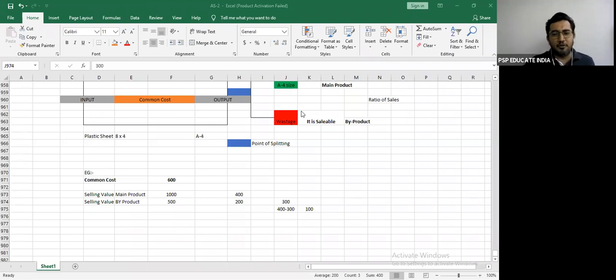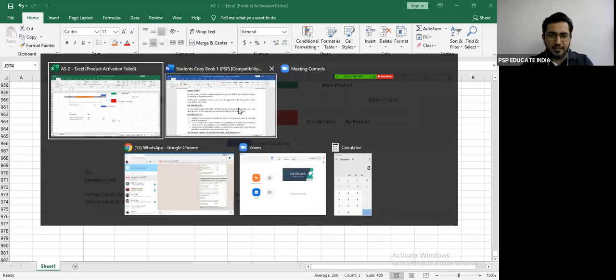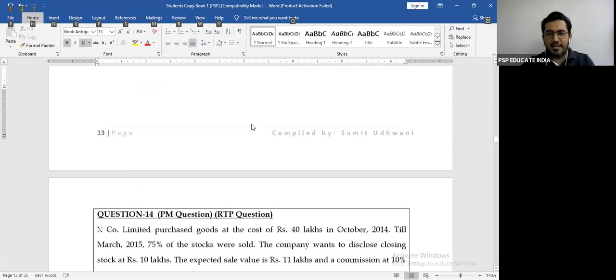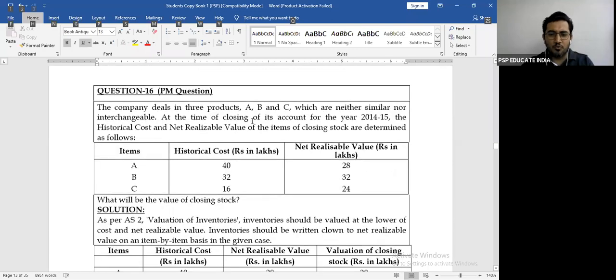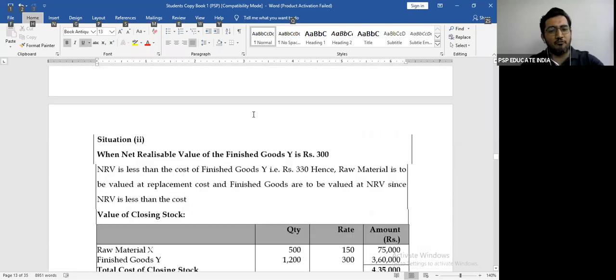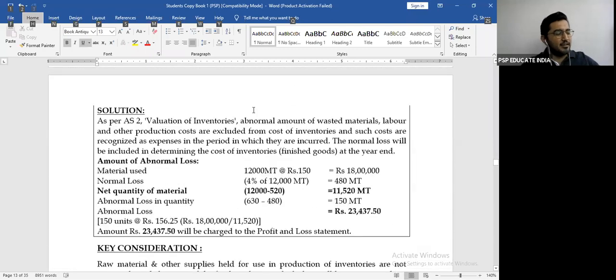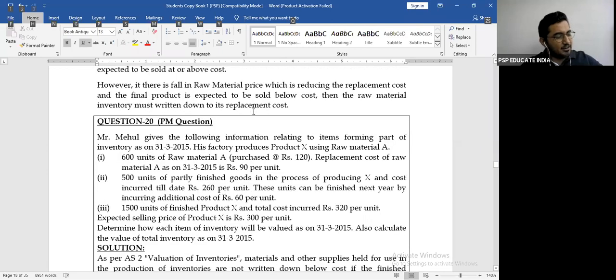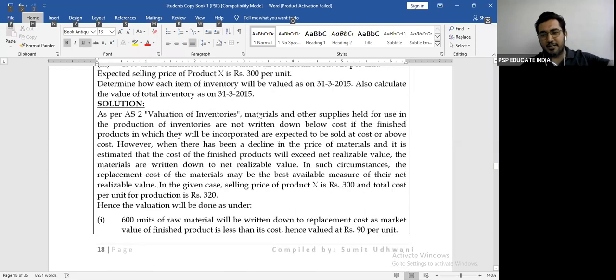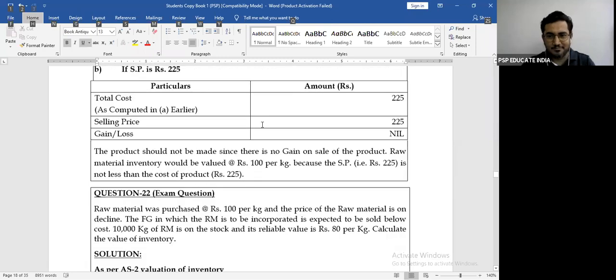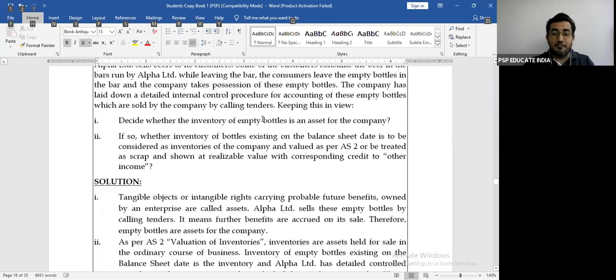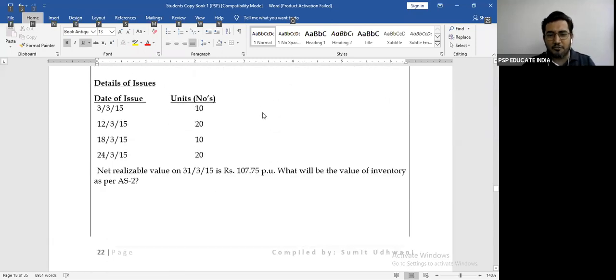Okay, fine. If you're clear with this, I think everything is covered and we are done with the entire accounting standard too. Come to the last page of this accounting standard. Let's try and revise the entire standard in one go. Come to page number 40. Right, I will revise the entire accounting standard for you.